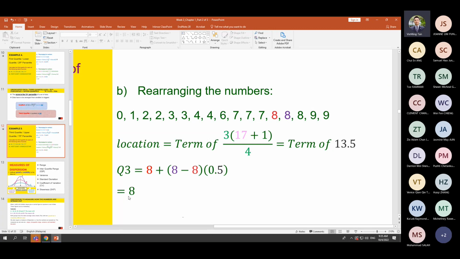So the challenging part, I think, is that you need to sort the data. You need to remember the formula to identify the location. And this part is also quite challenging for most of you. It's something new for you. Okay, I'll stop for a while. Any questions on this?